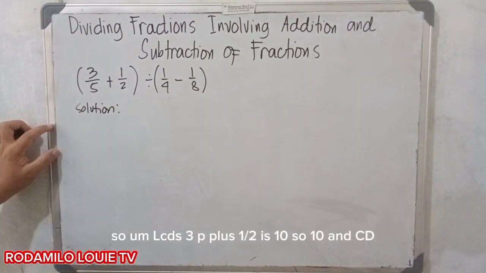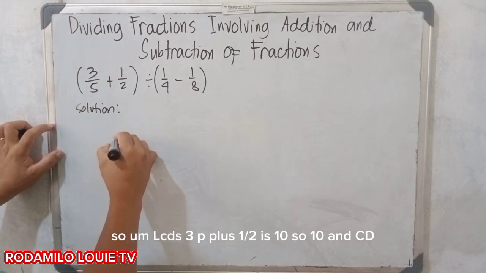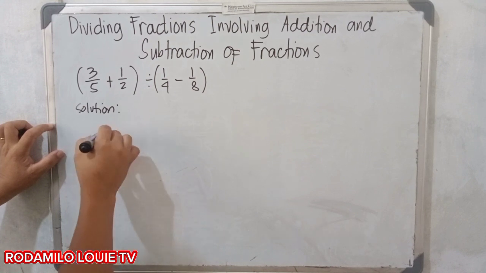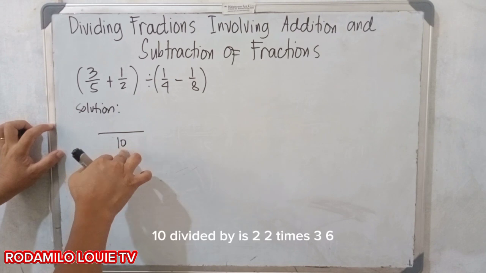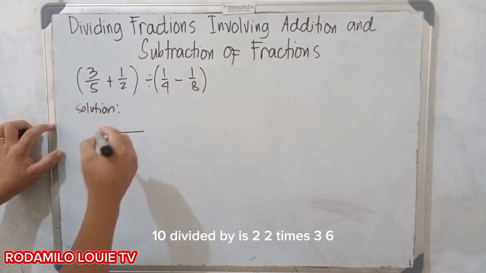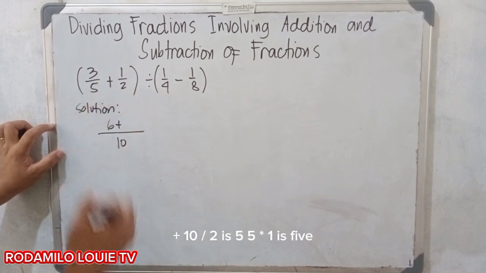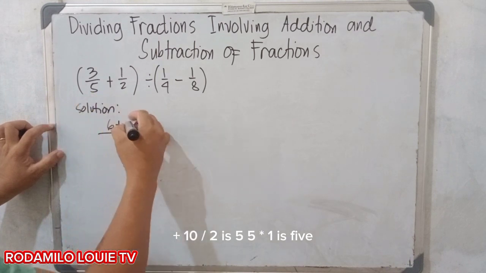So, the LCD of 3 and 1/2 is 10. So, 10 is the LCD. 10 divided by 5 is 2. 2 times 3 is 6. Plus 10 divided by 2 is 5. 5 times 1 is 5.